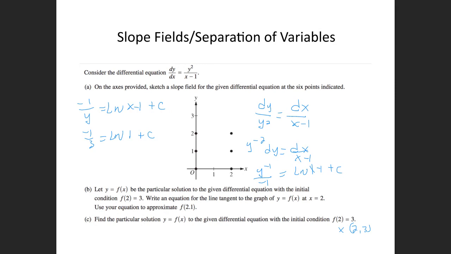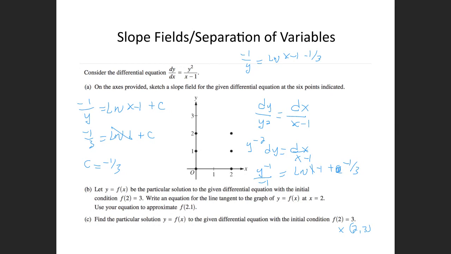You know what the natural log of 1 is? It is 0. Okay, so that's 0. So c is equal to negative 1/3. All right, now that I have that, I put it back in here, and I have to solve. So this is negative 1 over y is equal to natural log of x minus 1 minus 1/3.